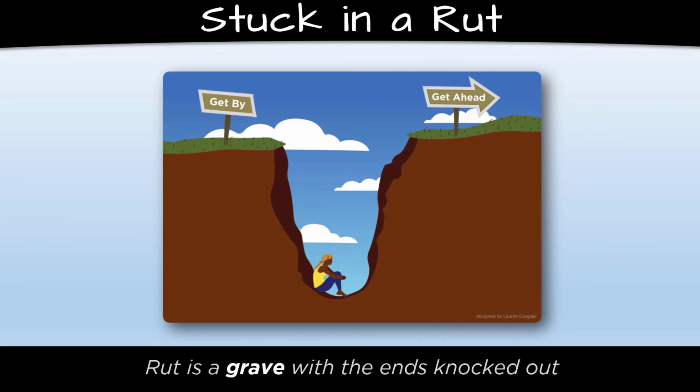Siloed service gaps and fragmented service delivery can cause people to fall into a rut, which could be described as a grave with the ends knocked out. The limited assistance that individuals and families get from helping agencies can be perceived as something just meant to help them get by for the moment. The chance to get ahead to a better quality of life and brighter future may seem totally out of people's reach. We are encouraged that helping agencies across the country are learning how to address this challenge.